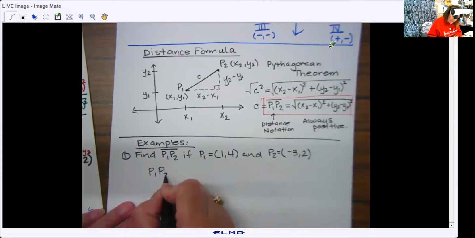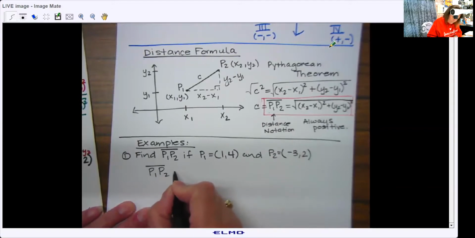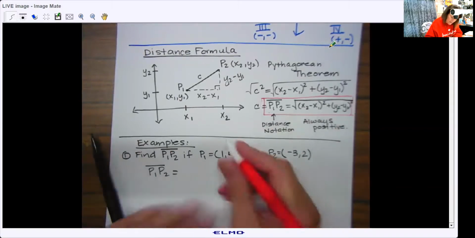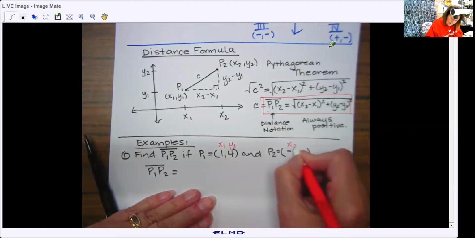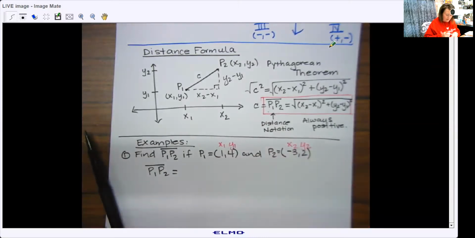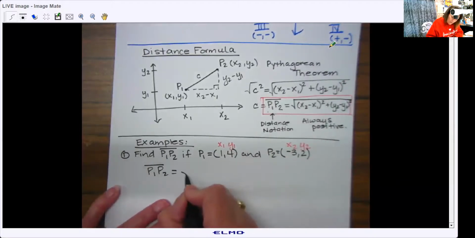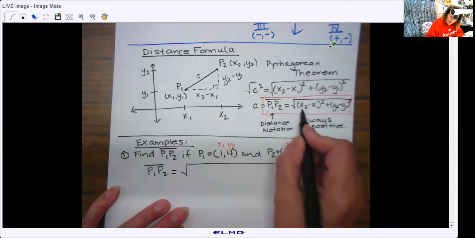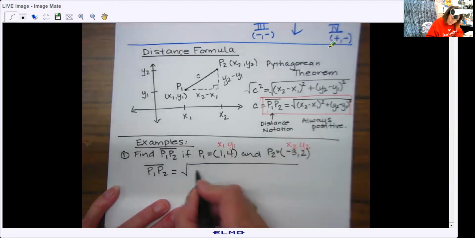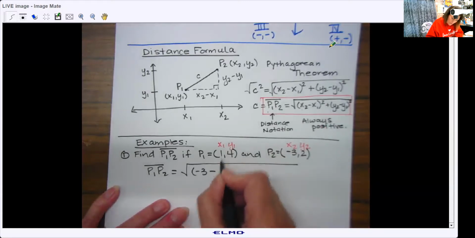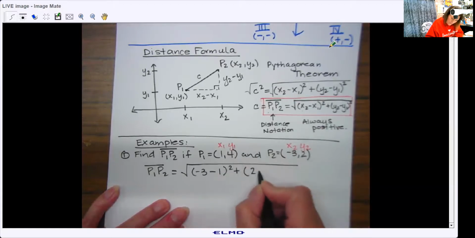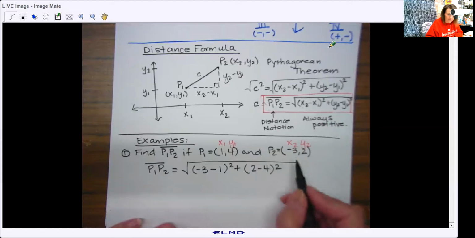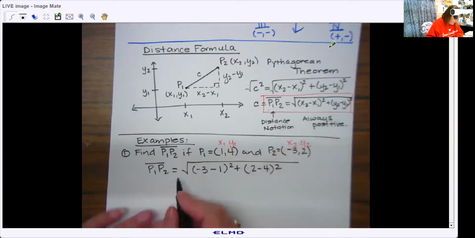So P1, P2 is equal to, let's see, above these, let me call that X1 and that Y1. We're going to call this the second X and the second Y. And let's see what we can do with that. So the square root of X2 minus X1, that would be negative 3 minus 1 squared plus 2 minus 4. So we just substitute into our formula. And then we'll get what?